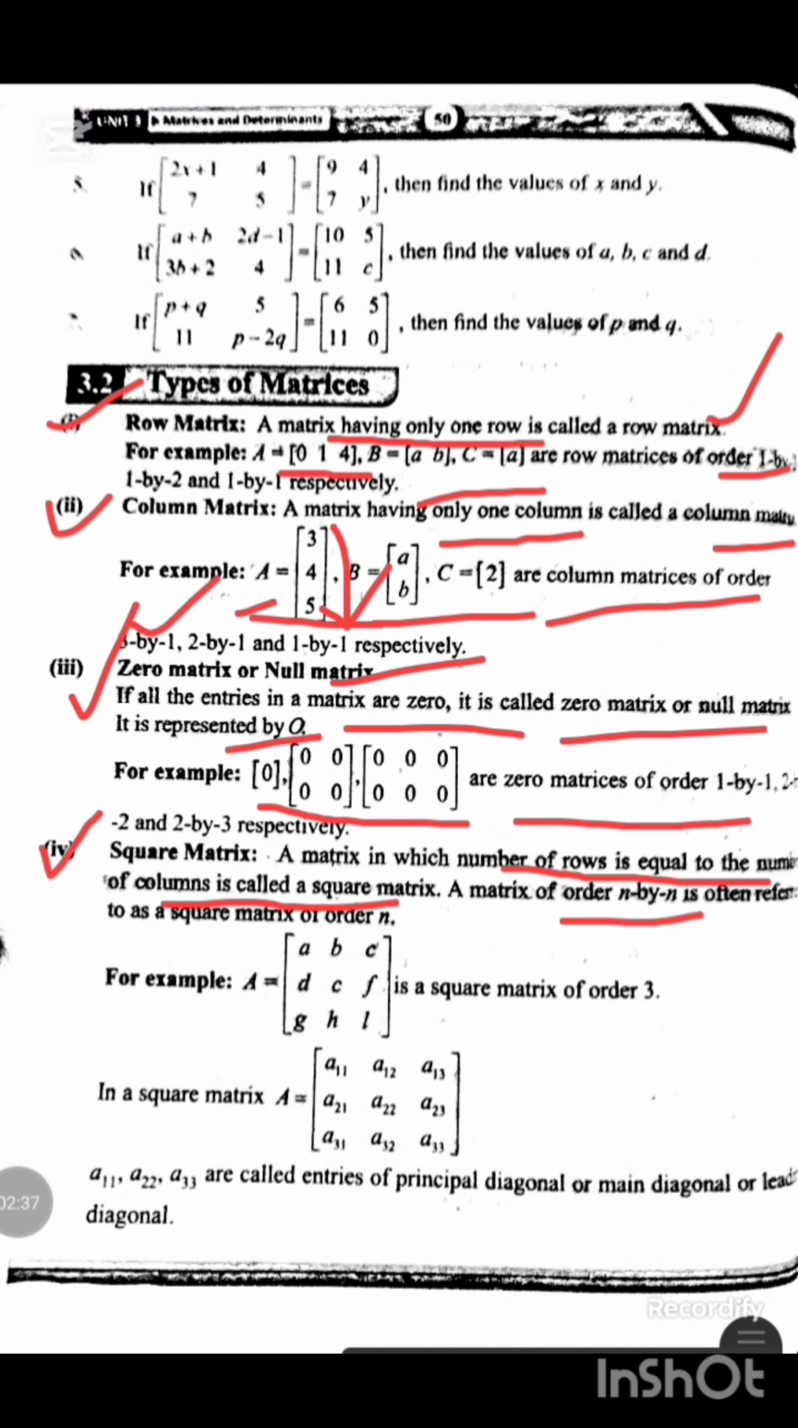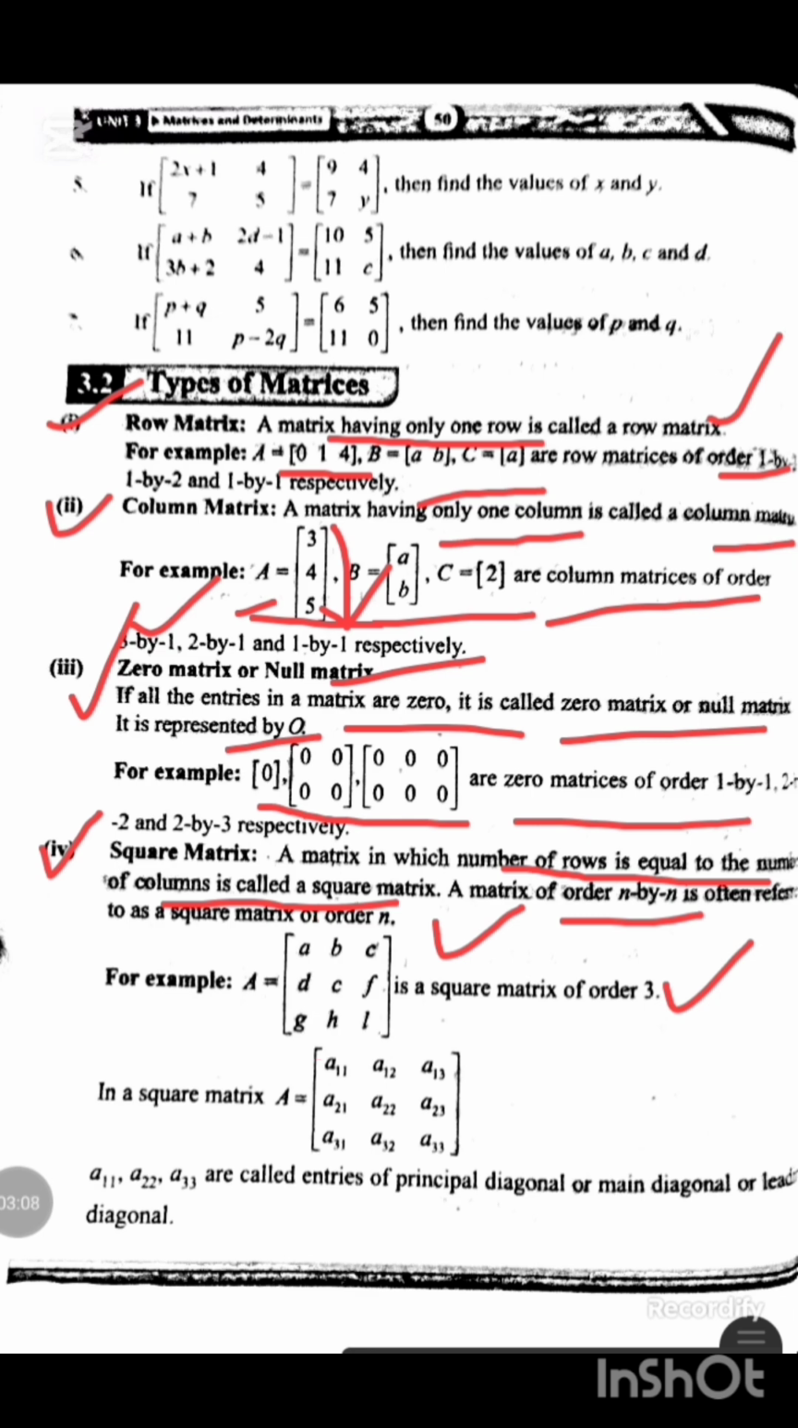For example, we have matrix A with entries a, b, c, d, e, f, g, h, i. This is a square matrix of order 3 because we have 3 rows, 1, 2 and 3, and also we have 3 columns in this matrix, as you can see, 1, 2 and 3. So it means 3 rows, 3 columns, order is 3 by 3. So this one is an example of a square matrix.